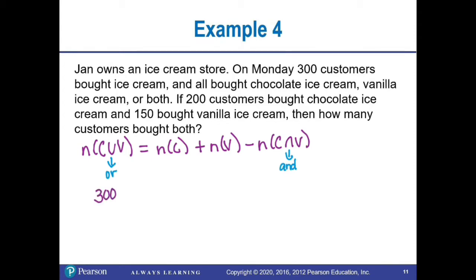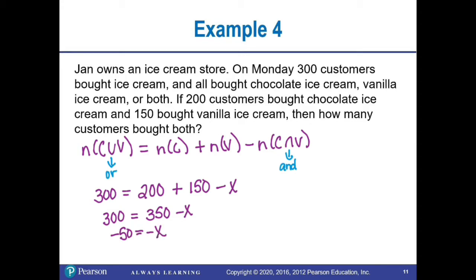There were 300 customers who came into the ice cream store. 200 ordered chocolate, 150 ordered vanilla, and we want to know how many ordered both, so minus X. 200 plus 150 is 350. Subtract 350 from both sides, and on the left side we have negative 50. On the right side, we're left with negative X. Divide both sides by negative 1, and we get that there were 50 customers who ordered both chocolate and vanilla ice cream.